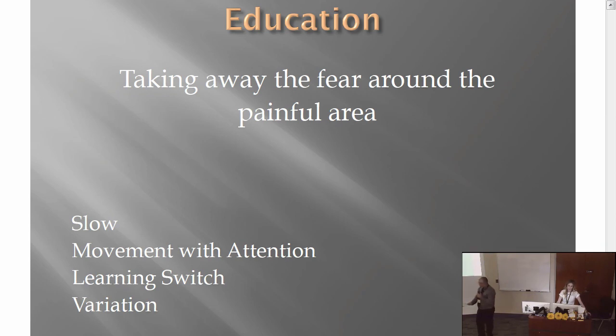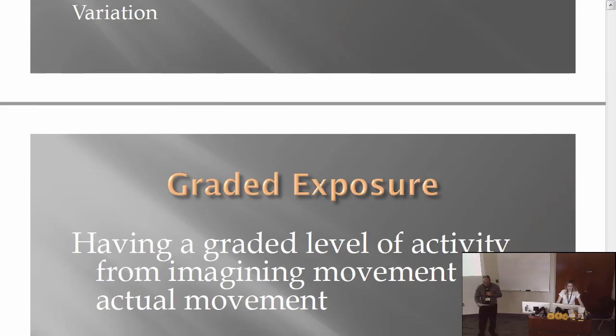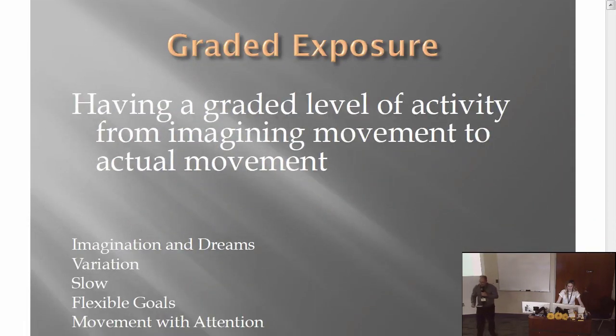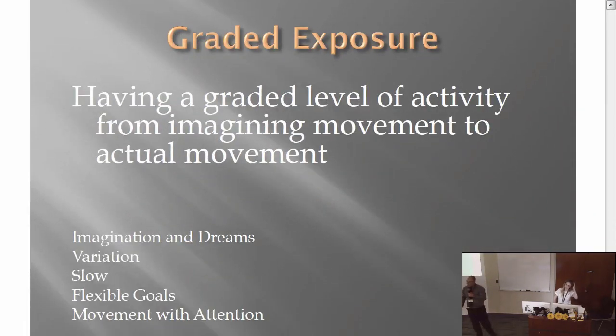The four main essentials that apply to this are slow, movement with attention, learning switch, and variation. All the essentials apply to the three ways to reduce chronic smudging. I'm just going through the top four for time's sake. Next is graded exposure. Having a graded level of activity from imagining movement to actual movement. Every time you move in a pain-free, controlled way, it reinforces the recreation of that smudged area.